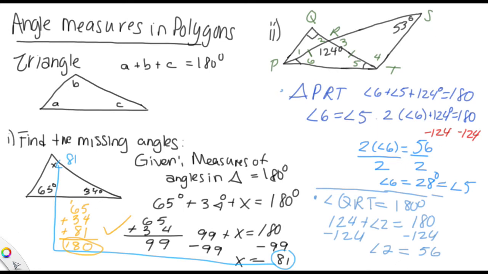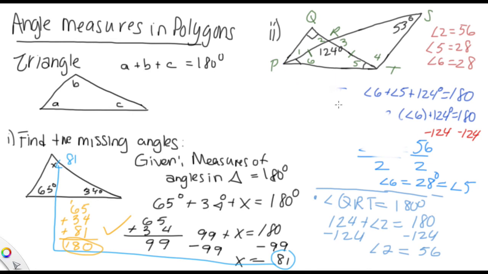Let's keep what we have. So we have angle 2 equals 56, angle 5 equals 28, and angle 6 equals 28. Can just erase here.